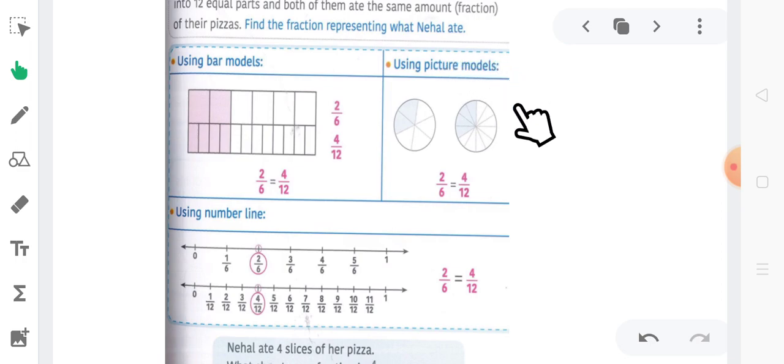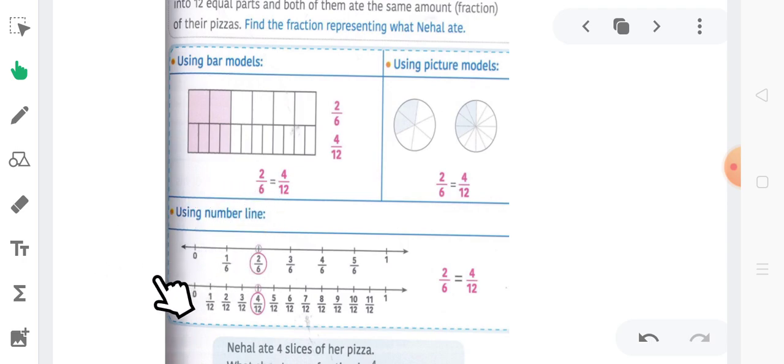If I'm going to use the picture model, we can represent it using a circle or a square or anything. Here I'm going to represent 2/6. I cut it into 6 equal parts. Then here I will cut it into 12 equal parts. Then, as we did before, I search how we can make 6 become 12. We should multiply up and down. So the equivalent fraction is 4 over 12. And I will shade 4 parts out of 12.